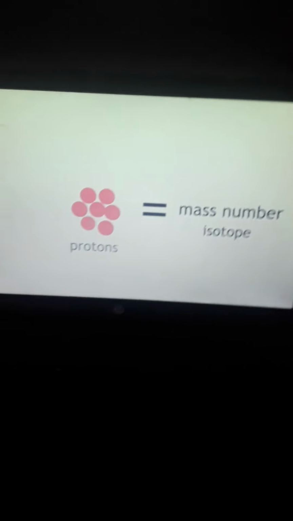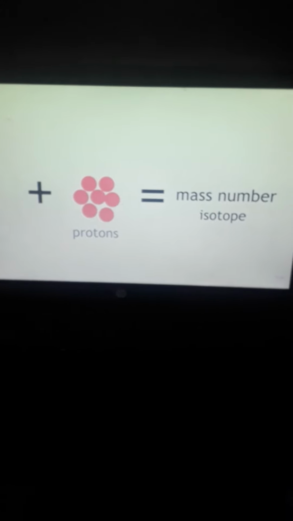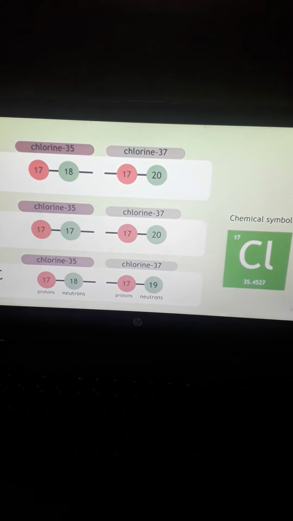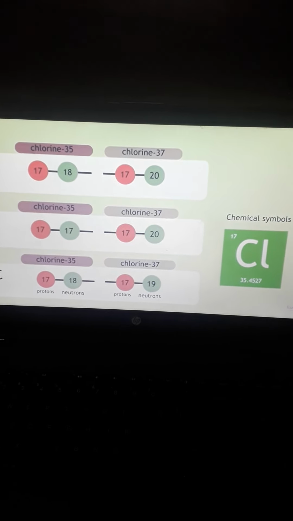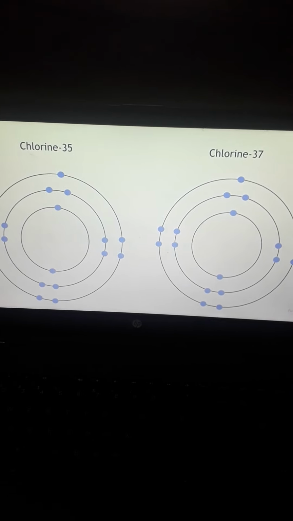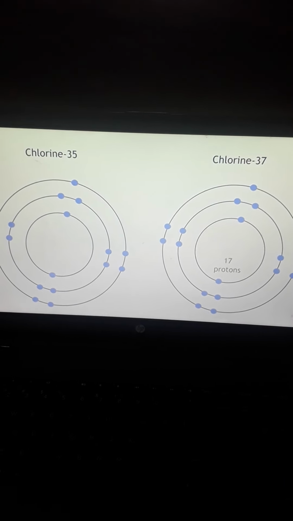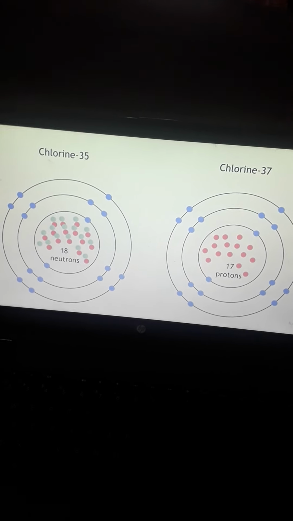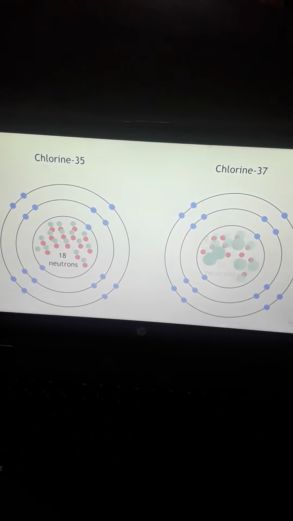Remember, the mass number for an isotope is equal to the number of protons it has plus the number of neutrons. Pause and select from one of the following options. Use the chemical symbols to help you work this out. Both chlorine-35 and chlorine-37 have 17 protons, but the chlorine-35 isotope has 18 neutrons, whereas the chlorine-37 isotope has 20 neutrons.